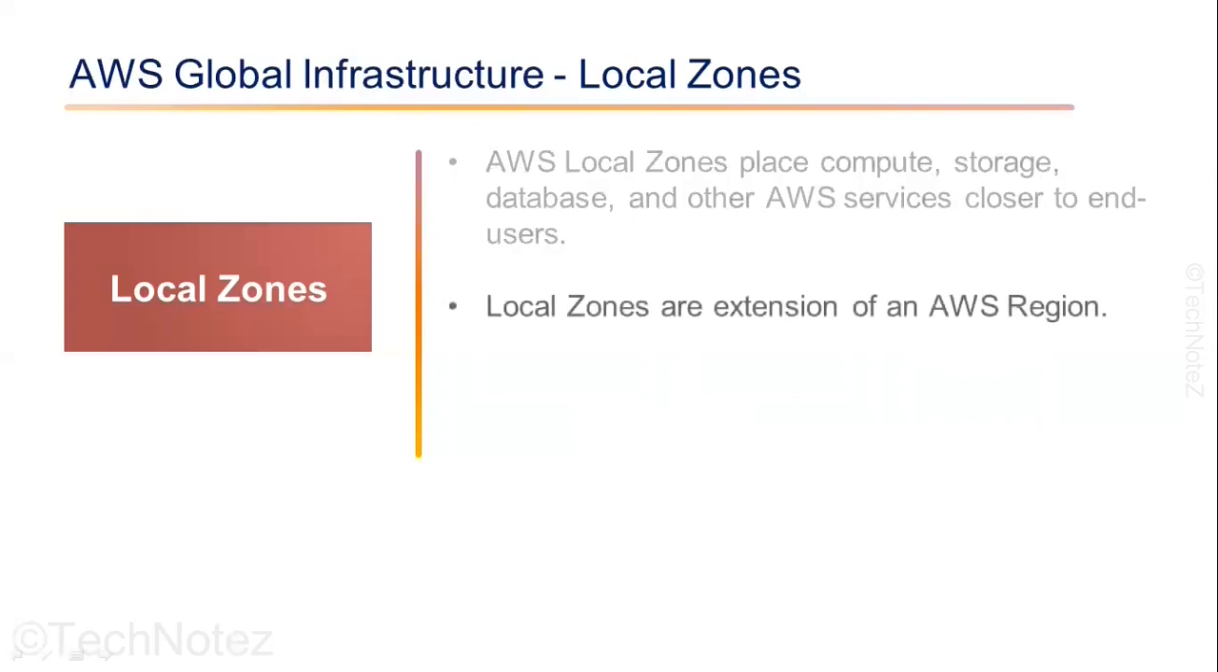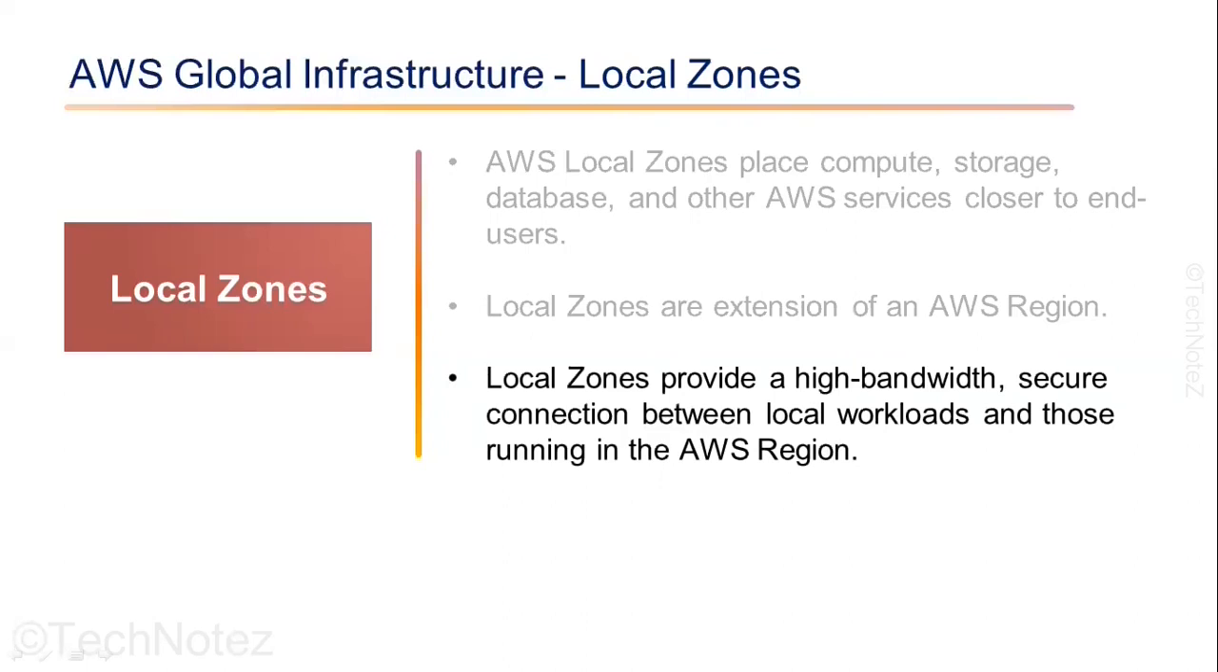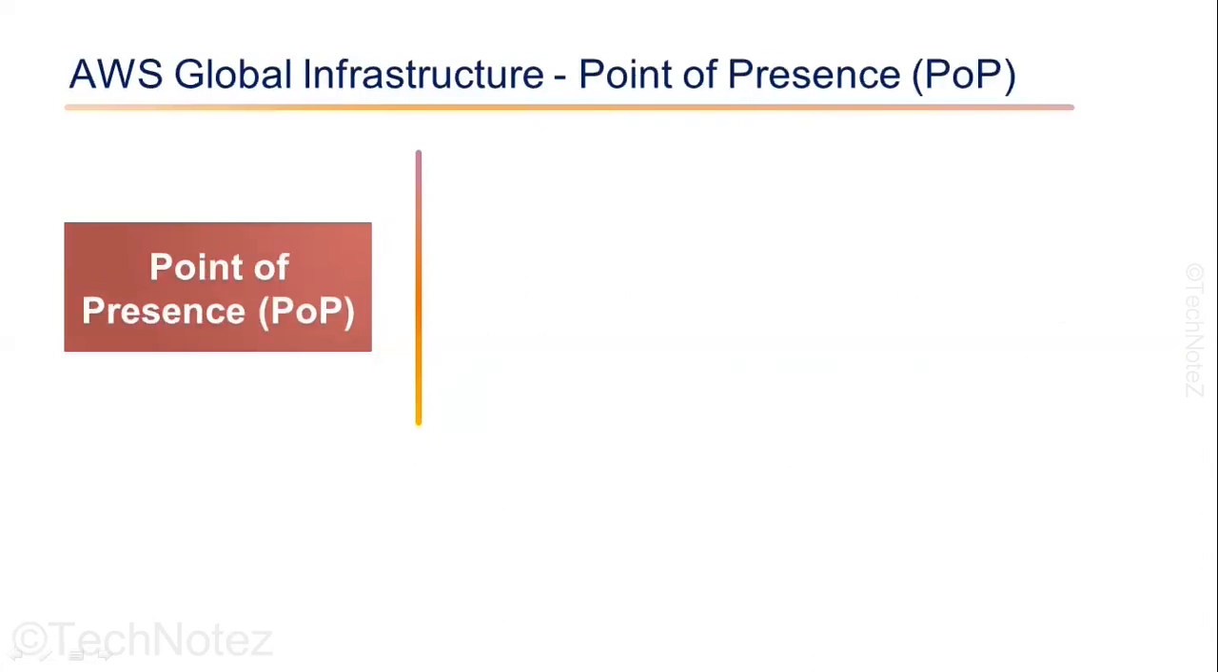Each local zone is an extension of an AWS region. Local zones provide a high bandwidth and secure connection between local workloads and those running in the AWS region. Local zones are essentially a way for AWS to bring the cloud closer to the customers, providing customers with more localized, high performance service with the same level of security and compliance as the main AWS infrastructure. To use the local zone, we need to enable it first, and then we can host our resources in the local zone. Next, let's talk about AWS point of presence.